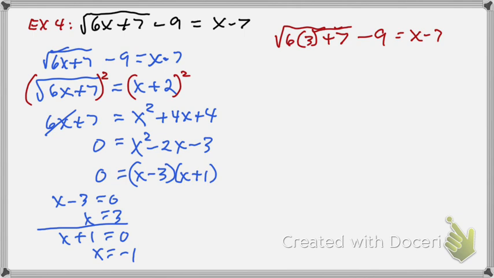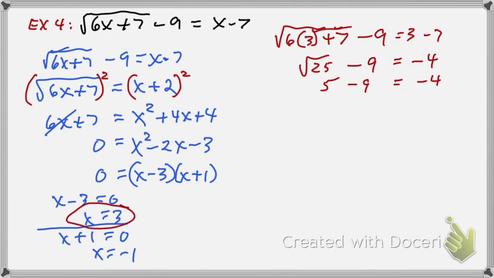So under the radical, what do I have? 18 plus 7, 25 minus 9. I don't know why I put x there. It's going to be 3, isn't it? So on the right-hand side, I've got minus 4. Over here, I've got 5 minus 9. Does that equal negative 4? Yeah. So there's a good answer.